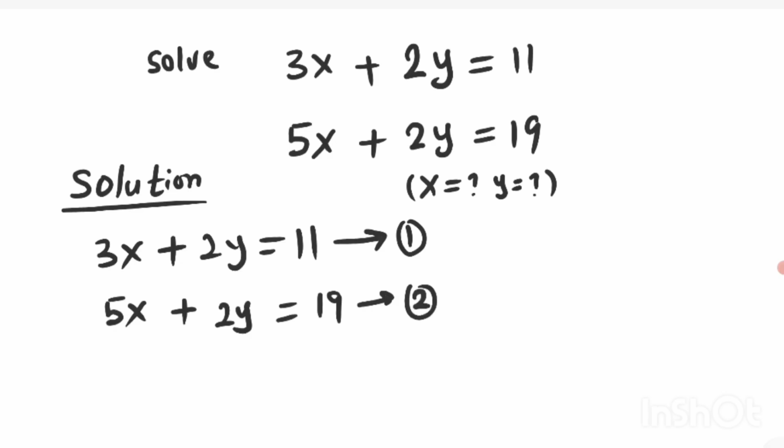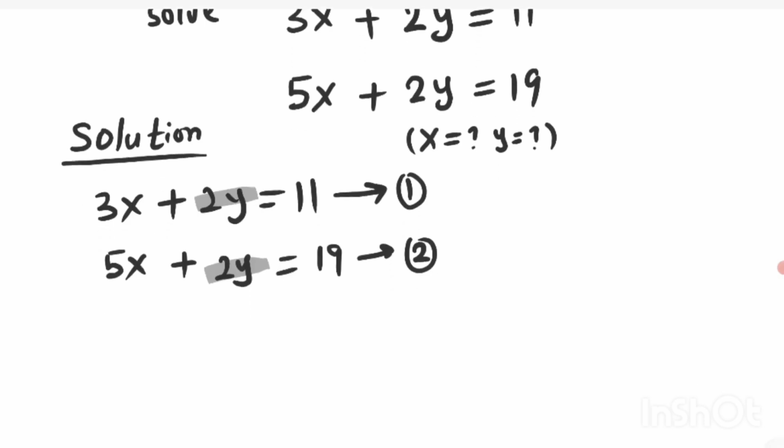Here we have the coefficient of x as 3 and the coefficient of x here as 5. Then the coefficient of y here is 2 and the coefficient of y here is 2. We can eliminate either x or y, but in this case I think eliminating y will be simpler and easier. So let's subtract equation 1 from equation 2.